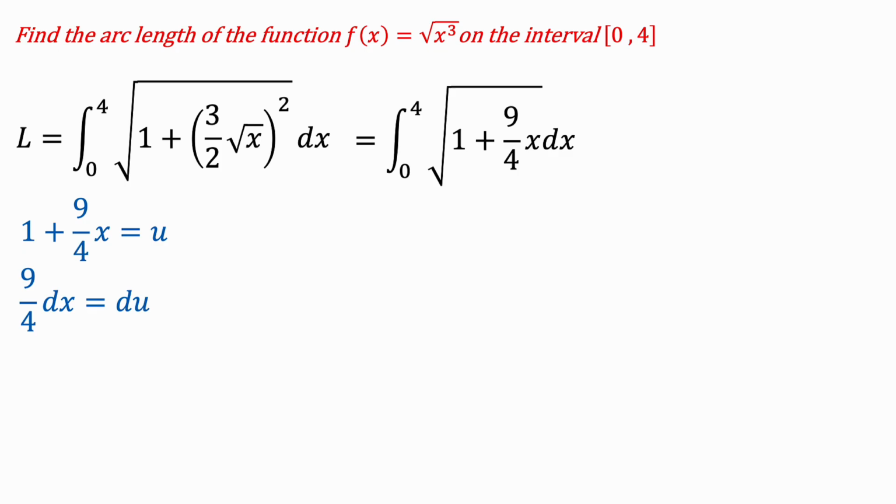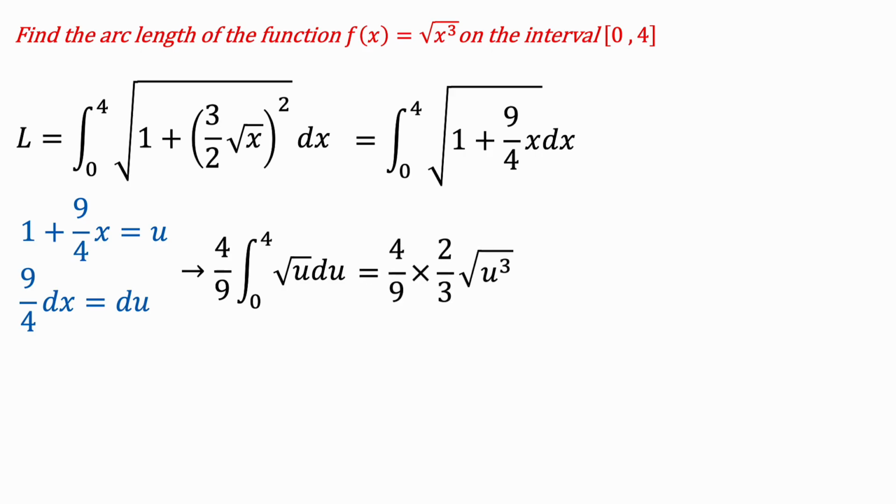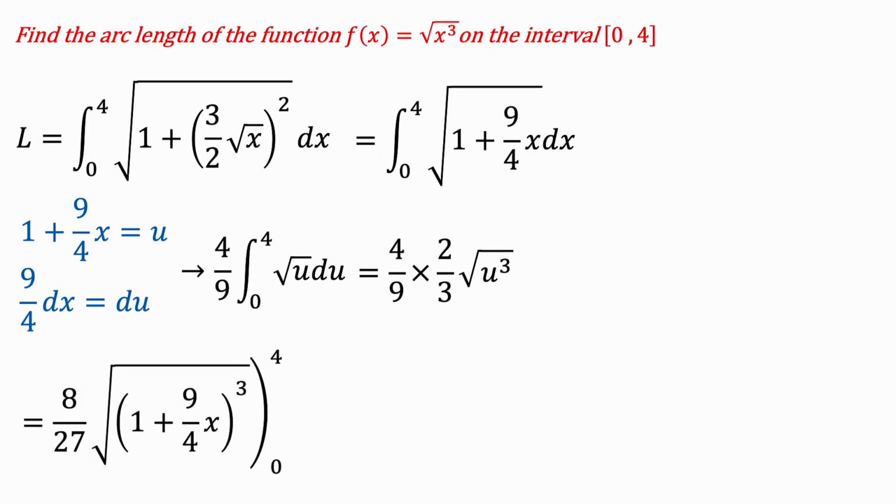Now we substitute. It becomes 4/9 times the integral from 1 to 10 of square root of u du. Then we integrate square root of u, and after that we substitute the limits. It's very easy. The result of the integral is obtained, but be careful.